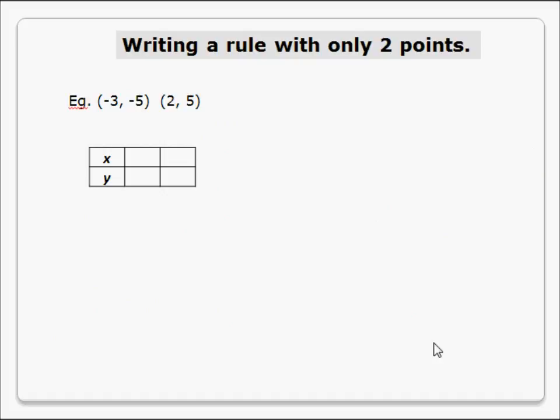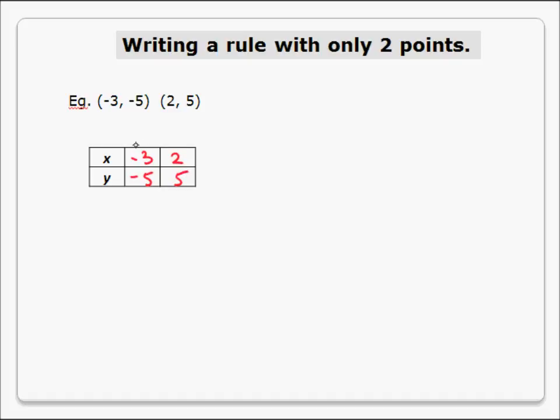We also had some more trickier examples of where we only had a couple of points. We didn't have a table set up, we didn't have a rule set up. So I'll just go through this example. There is a rule that we can use to find this, but I often find it easier just to place the values in a table. So if I had -3, -5 as one of my points, place it in the table, place the second point in the table, and now I want to look at how things are changing.